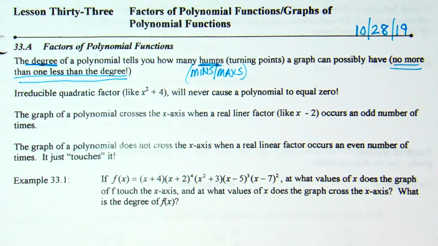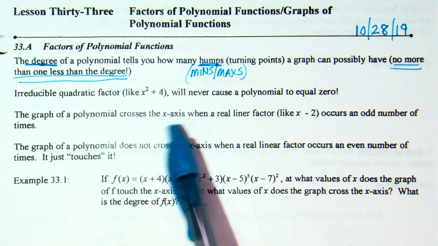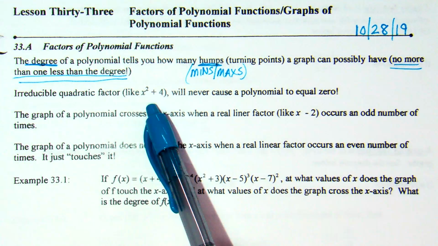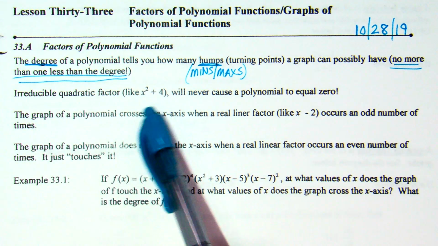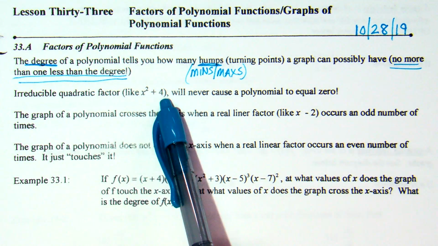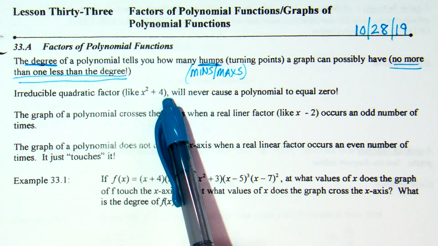Irreducible quadratic factors, such as x squared plus 4, something that does not factor, will never cause a polynomial to equal 0. If it's just x squared plus 4, that graph itself is going to be above the x-axis, never crossing the x-axis. So factors like that can never equal 0. Because if we set this equal to 0 and start solving, you're going to eventually end up taking the square root of a negative. And we all know we can't take the square root of a negative, at least not in reals.